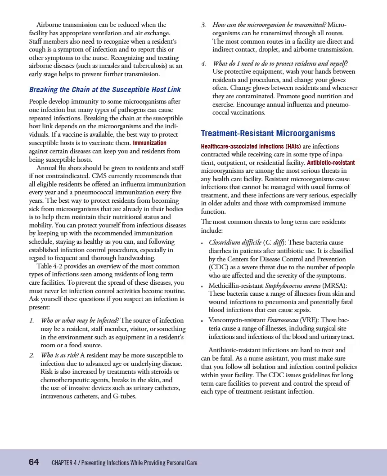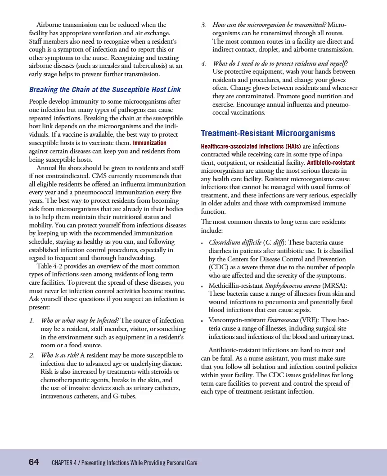How can the microorganism be transmitted? Microorganisms can be transmitted through all routes. The most common routes in the facility are direct and indirect contact, droplet, and airborne transmission. What do I need to do to protect residents and myself? Use protective equipment, wash your hands between residents and procedures, and change your gloves often. Change gloves between residents and whenever they are contaminated. Promote good nutrition and exercise. Encourage annual influenza and pneumococcal vaccinations.